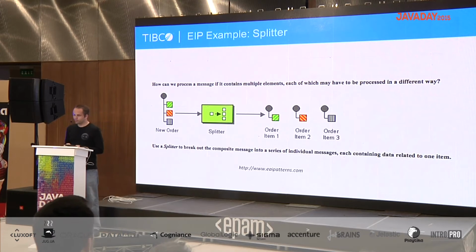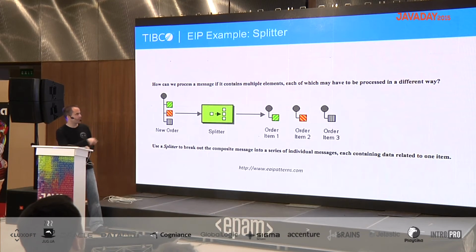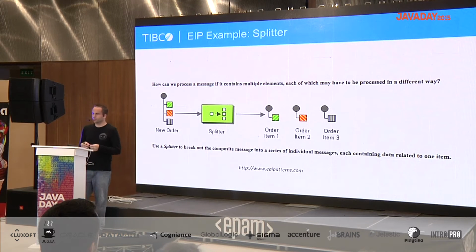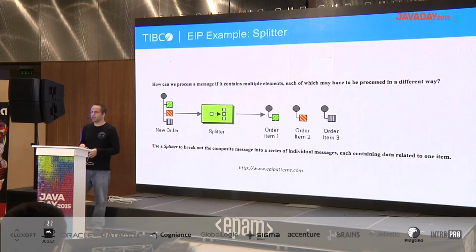So let's take a look at the first example if you have never seen these patterns before. This is the splitter pattern. On the left, we have a new order coming in, in this case. So it's a typical business case you implement in your projects. You have a new order, and this new order has several order items. If you think about Java, it's nothing else than a list with different items in this collection.